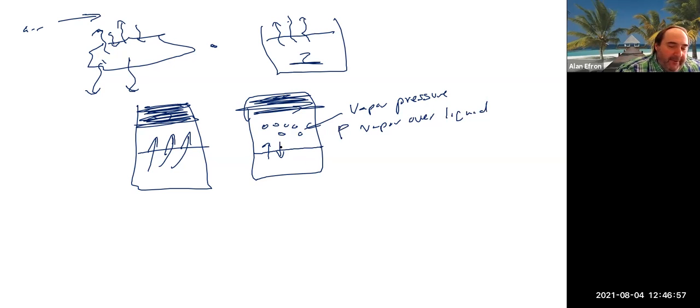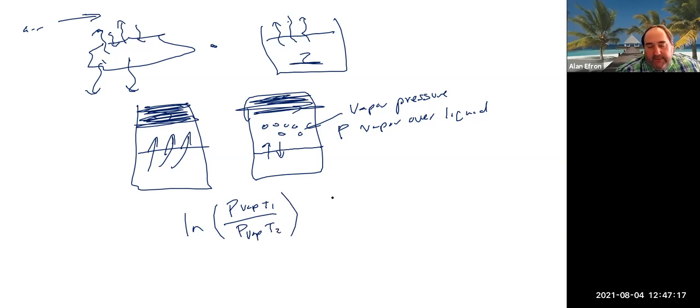And we will get evaporation and condensation rates happening at the same time. We could actually calculate something like this using the Clausius-Clapeyron equation, which is the natural log of the vapor pressure at the first temperature divided by the vapor pressure at the second temperature. And that equals the delta H of vaporization, which is the energy required to do the conversion of liquid to gas, just like the heat of fusion is the energy required to do the conversion of solid to liquid.